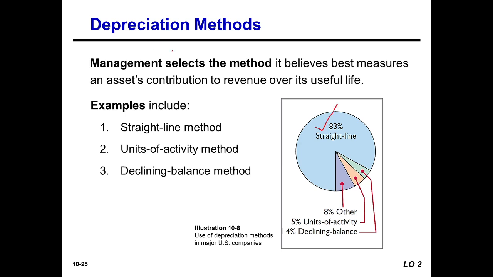Management selects the methods. This depends on management, which method they will follow. It believes it best measures an asset's contribution to revenue over its useful life. Already we have told this matter. We have 3 methods: straight line method, units of activity method, declining balance method. So that was the use of depreciation methods in major US companies. I move to the next slide.